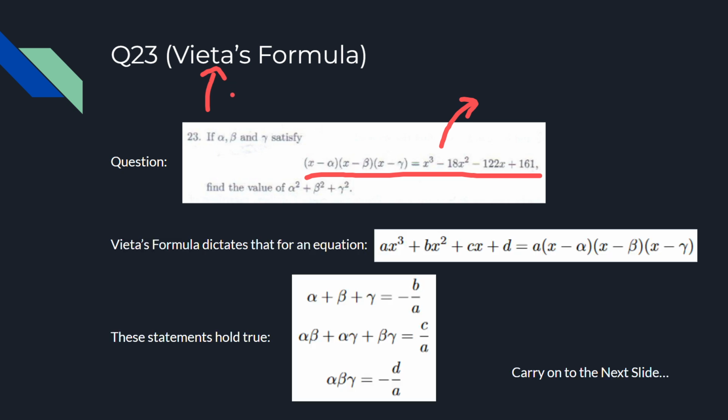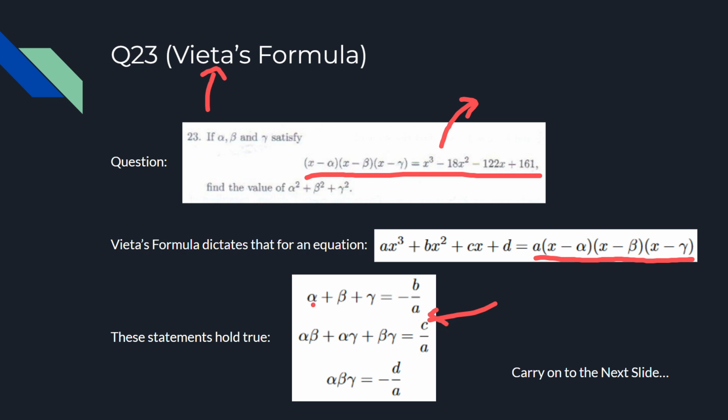So what Vieta's formula says is that for a cubic equation, ax cubed plus bx squared plus cx plus d, I can express it as the product of this, where alpha, beta, and gamma are the roots of the equation. So these statements must hold true. This is given by Vieta's formula.